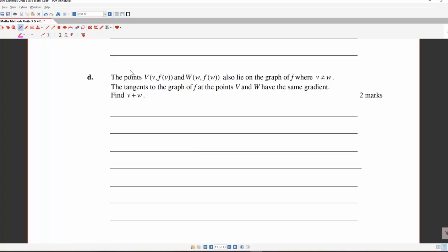All right, the points v and w also lie on the graph. The tangents to the graph of f at the points v and w have the same gradient. Find v plus w. All right, I'm not sure how to find v plus w, but all of these go pretty much the same way. So what we do is we find f dash v, the gradient at point v, we find the gradient at point w, and we equate them. So we pair them off, and let's just see what happens.